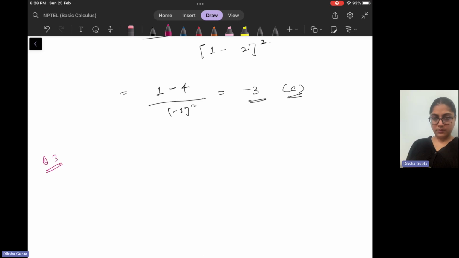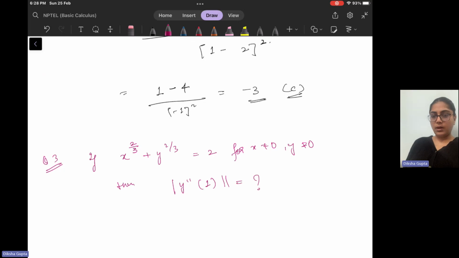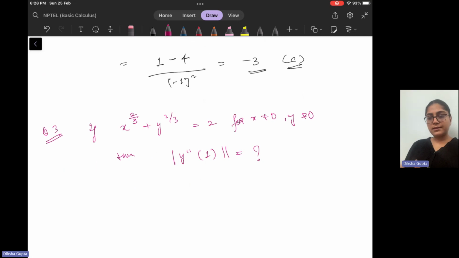Question number 3. If x^(2/3) plus y^(2/3) is 2 for x not equal to 0 and also y not equal to 0, then you have to find the modulus of the double derivative of y at the point 1. Again, you are given a relation between x and y and you are supposed to find the double derivative of y at the point 1 and the modulus of that.